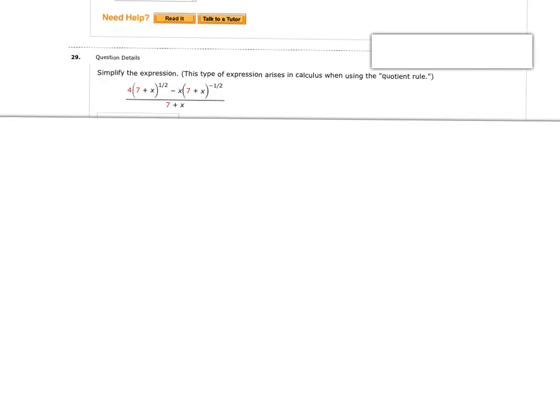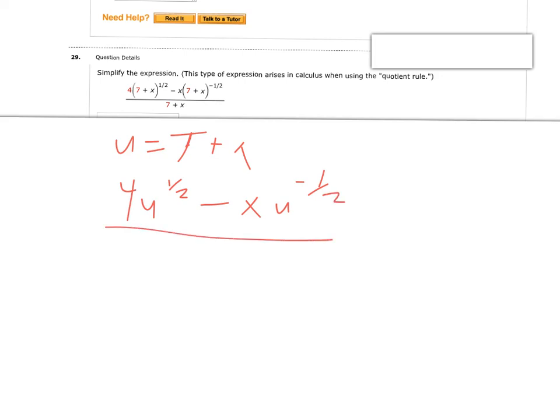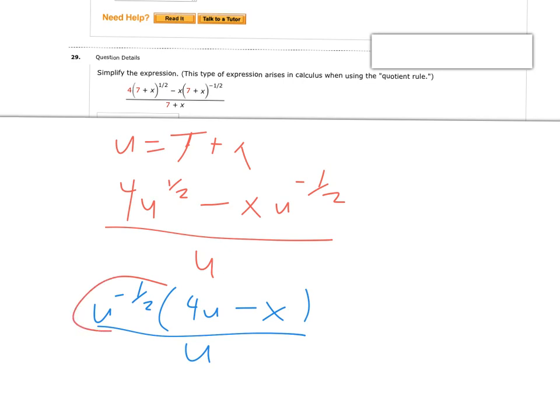All right, next up here, I'm going to simplify this. I'm going to do a little u substitution. We'll make it 7 plus x. So then I get 4u to the 1/2 minus x times u to the negative 1/2 over u. And so now up top, I'm going to factor out u to the negative 1/2. So that's going to become 4u minus x. And now that that is factored out front, I can move it down to the bottom. I could not move it before that.